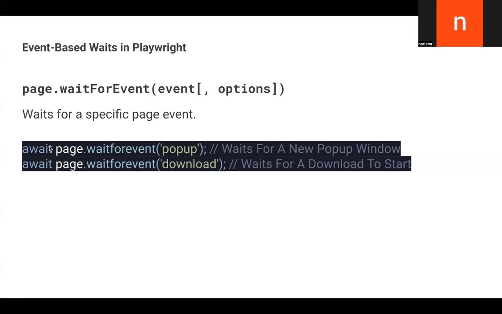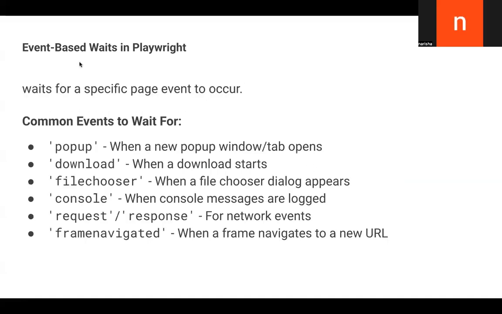So let's look at one of the examples. await page.waitForEvent('popup') waits for a new pop-up window to appear before acting on some of the elements on that pop-up window. And await page.waitForEvent('download') waits for a download to start before performing some other activity.